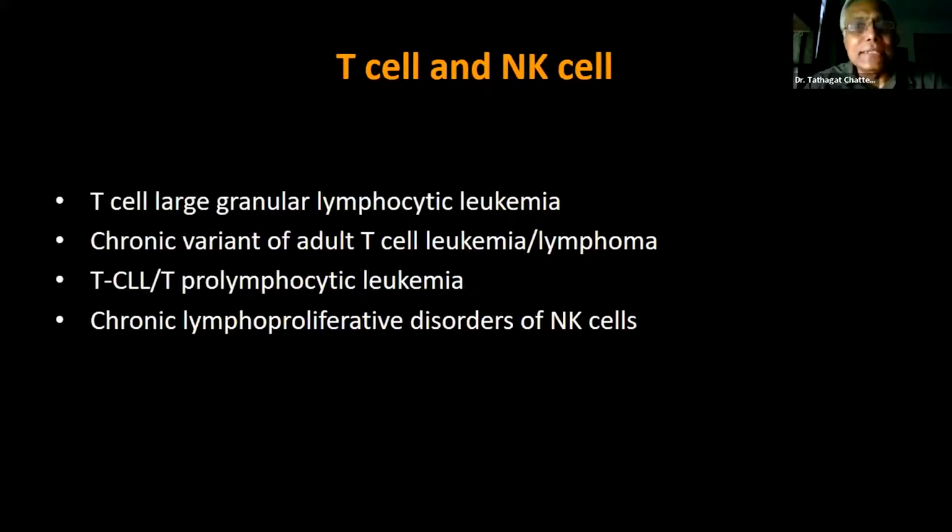And similarly, we had the T cell and the NK cell entities like the T cell LGL, that is the large granular lymphocytic leukemia, the chronic variant of adult T cell leukemia lymphoma, the T-CLL, T-PLL, and of course the chronic lymphoproliferative disorders of NK cells. And these all have now been thought of in a different way in the WHO 22 classification, which is yet to be published.